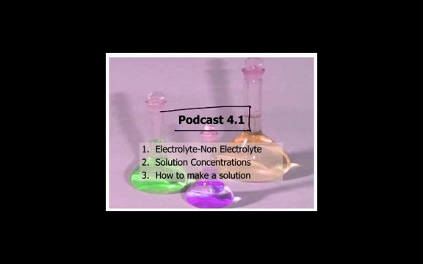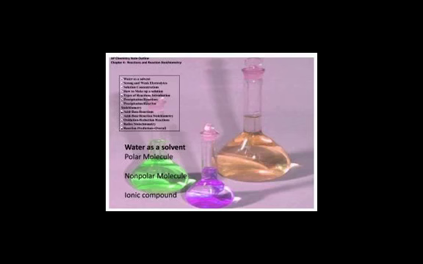Okay, we have podcast 4.1. We are studying chemical reactions. We're going to study chemical reactions, but interestingly enough, we are going to not start by talking about chemical reactions. We're going to talk about electrolytes and non-electrolytes, solutions, and how to make a solution. The reason we're going to do that is most, not all, but most of the reactions we're going to do in this class happen in solution. They're going to happen while they're dissolved in water. So we need to figure out how that happens.